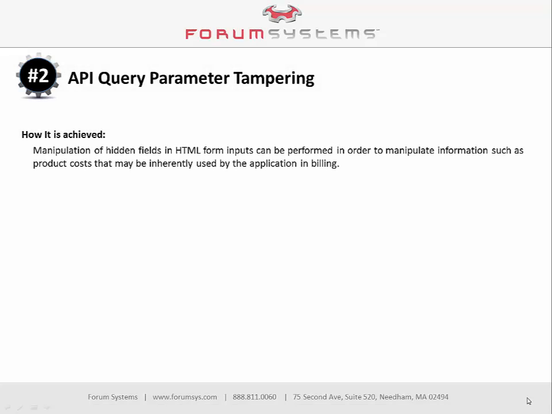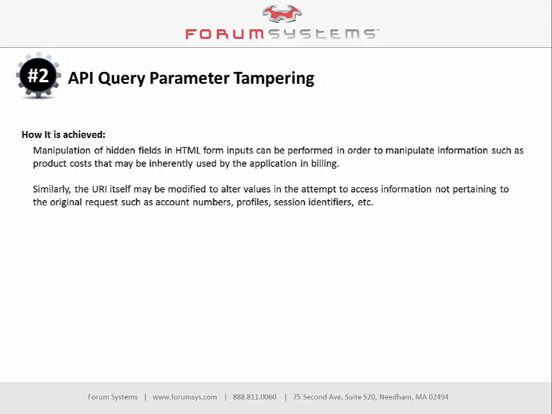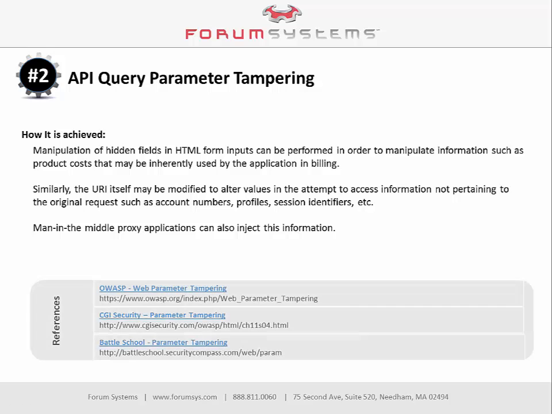So how are API parameter attacks achieved? Manipulation of hidden fields and HTML forms are used to modify the API requests. Or the URL itself can be modified in an attempt to access information not pertaining to the original request, such as account numbers, profiles, session identifiers, etc. An attacker could also try to pass in SQL injections or other malicious code via body or URL query parameter values. Man-in-the-middle proxy applications are often used to inject the malicious information into the API requests.